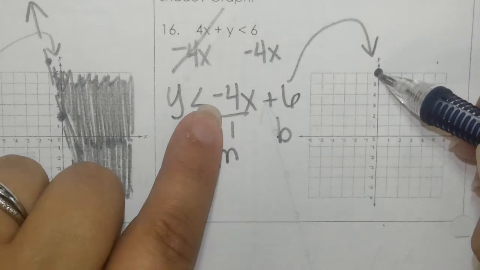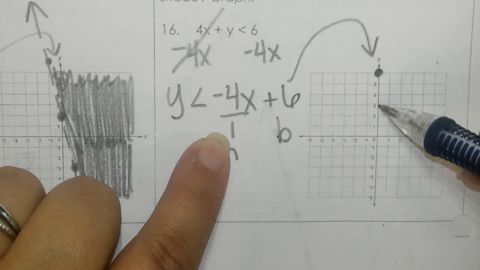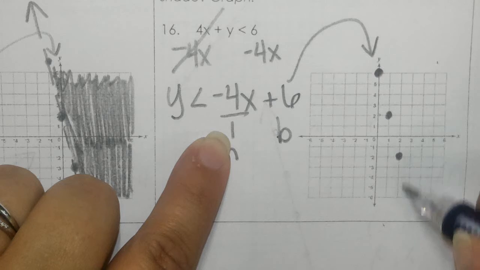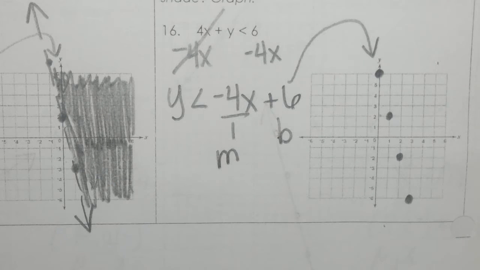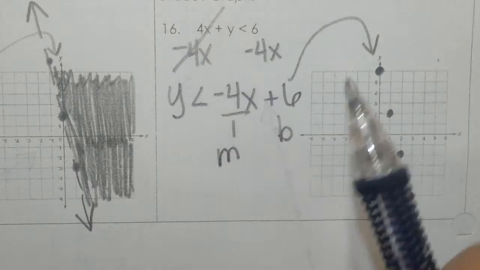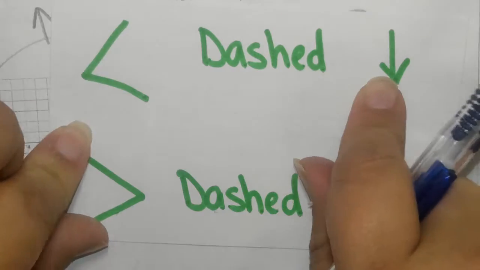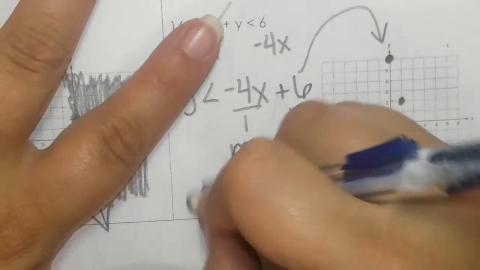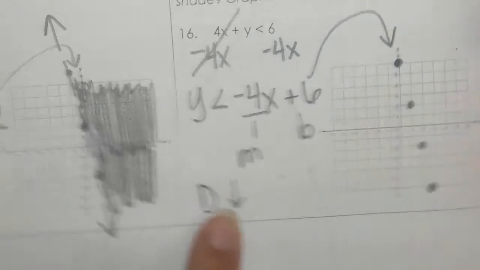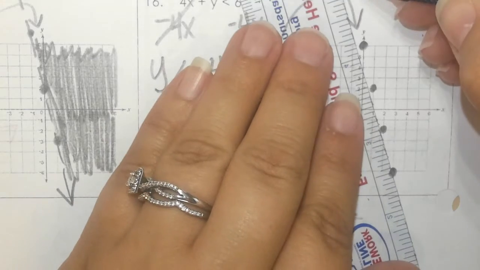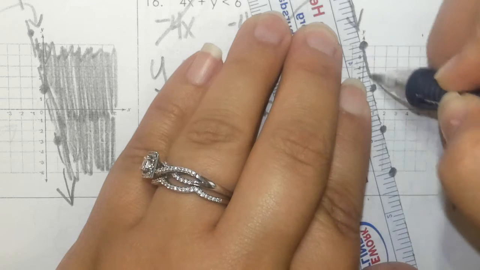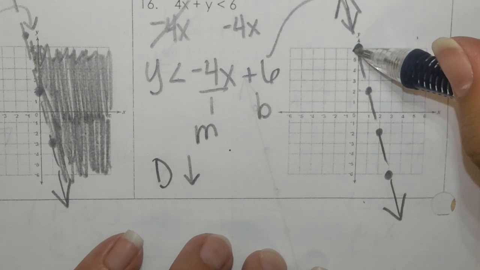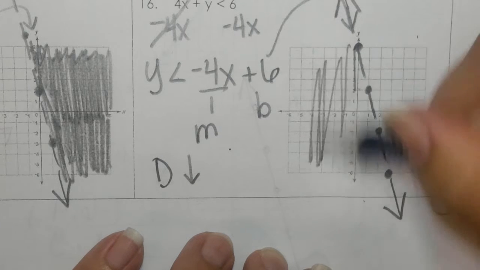From that 6, we're going to go down 4, right 1. Looks like we can do that 3 times. This is a less than symbol. So less than is dashed and shade down. So dashed and shade down. So I go to where I started, I draw a line down, and this is the side that we shade.